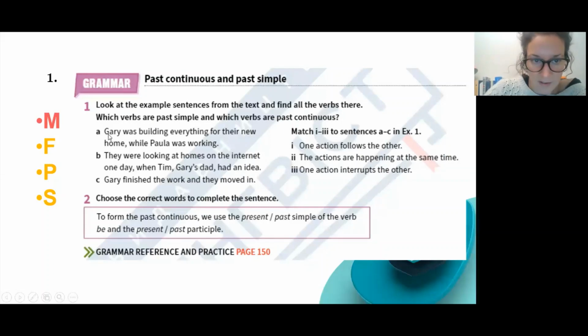Okay, let's do that. Gary was building, was working. We're looking, had an idea. Finished, moved in. Now, which verbs are past simple and which verbs are continuous? We are doing the same. Now, match A to C, 1 to 3. So we have one action followed by another, then the actions are happening at the same time.